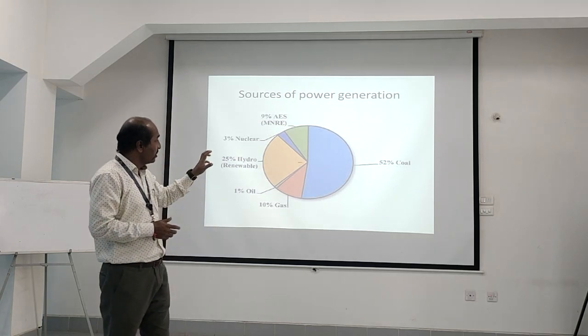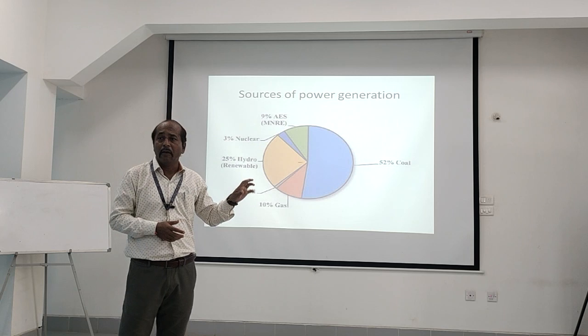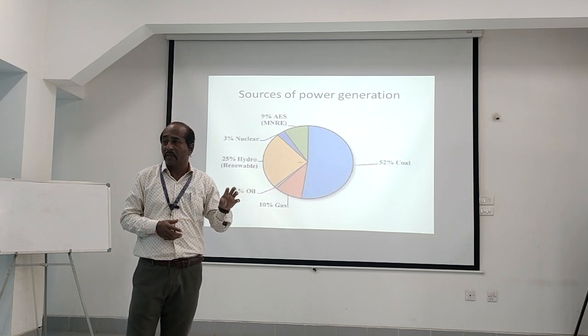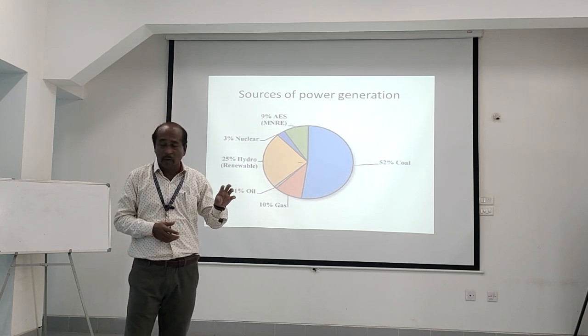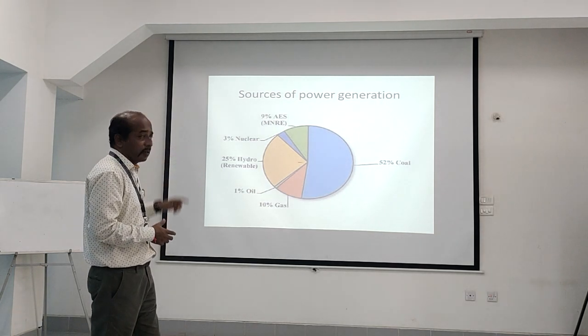So 52% of the power is generated in India from coal. It means that we need to take care of substituting this coal by some other means. You can see here the hydel is 25%, along with the other renewable 25%.